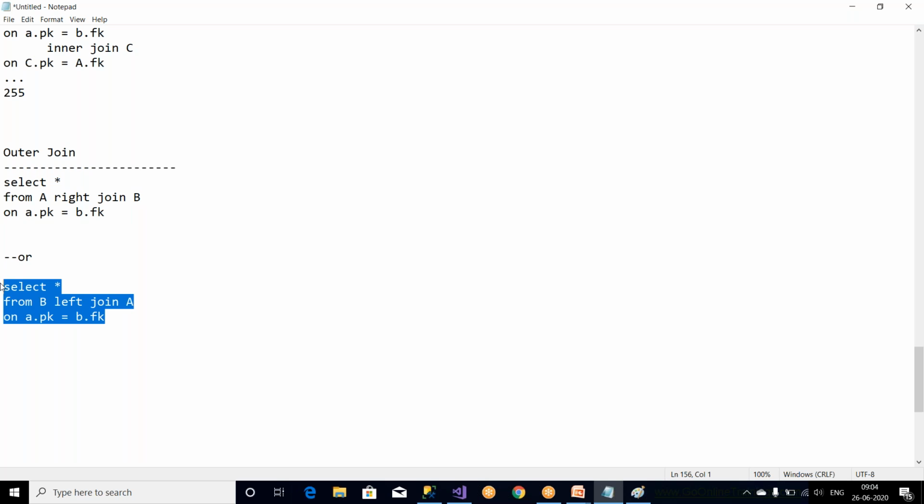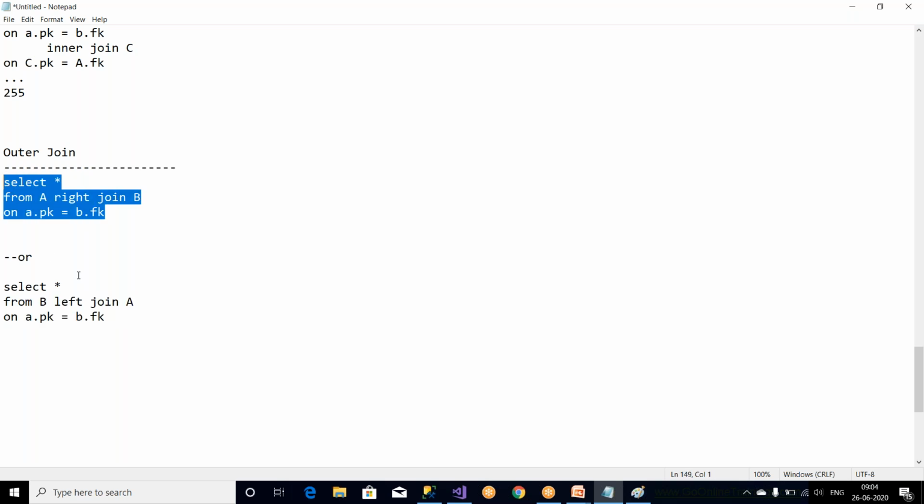There is no difference, right? So when you say A right join B, the right table is B. But when you say B left join A, then this is also equivalent to this, right? But now, why are we using right and left? You can interchange the tables itself, right? So why are we using left and right here? Because left and right is not needed. If you have only two tables, we can simply interchange.